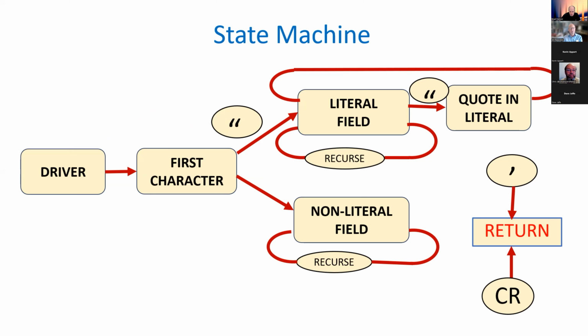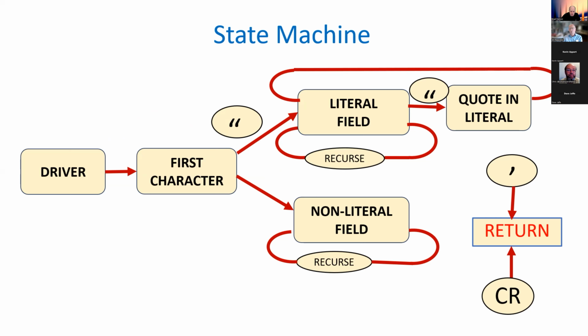So the box called first character is the initial state, and it samples the first character and makes a decision. If it encounters a double quote, it takes the path upward. If it has no double quote, it takes the path downward. The downward path is for a non-literal field. It means there would be no reserved characters in between. And so in that case, it's looking only for a comma, which is end of field. So the non-literal field state parses character by character recursively, working through to the end until it finds a comma.